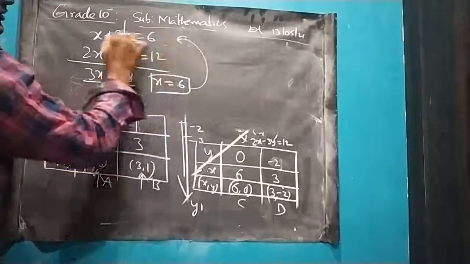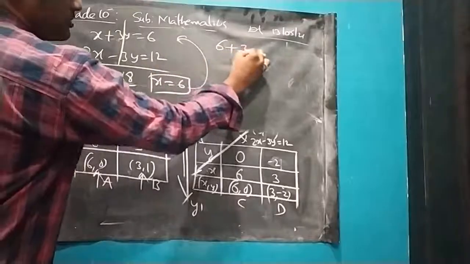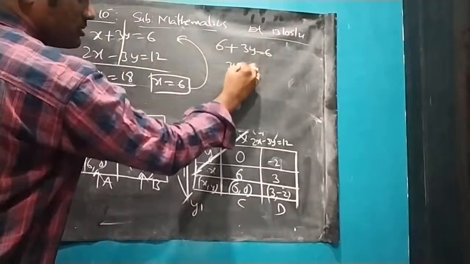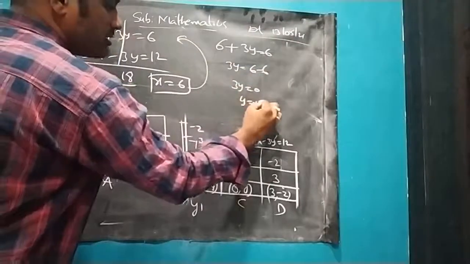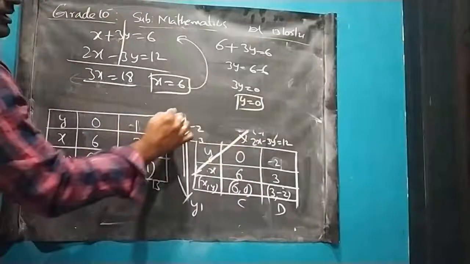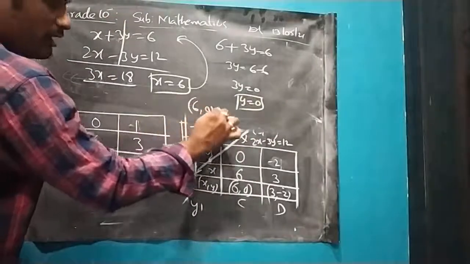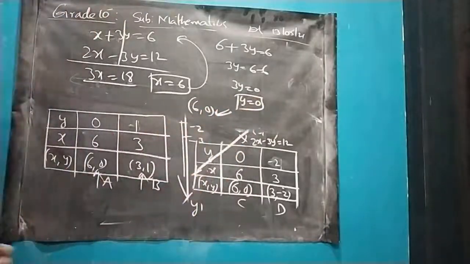Substitute the x value 6 in the first equation. So 6 plus 3y is 6. So 3y is 6 minus 6. 3y is 0. y is 0 by 3, which is 0. So what is the point here? 6, 0. Definitely our graphs should meet there. There is no other option.